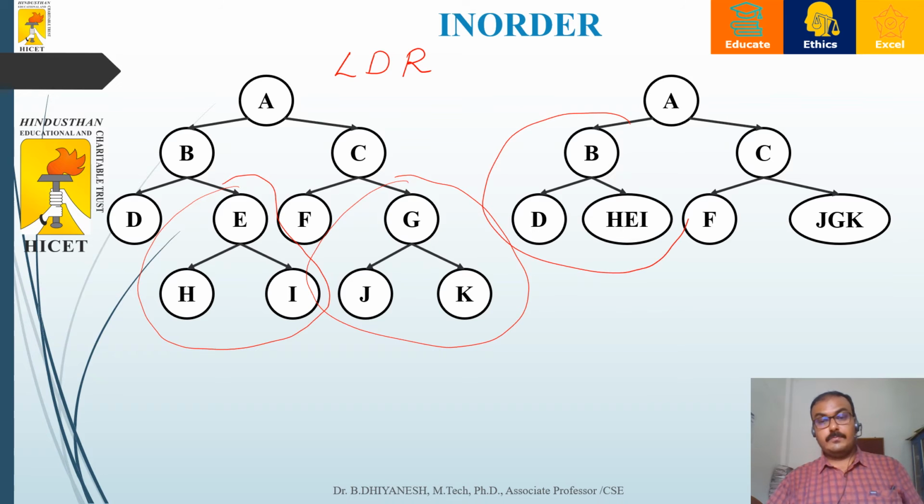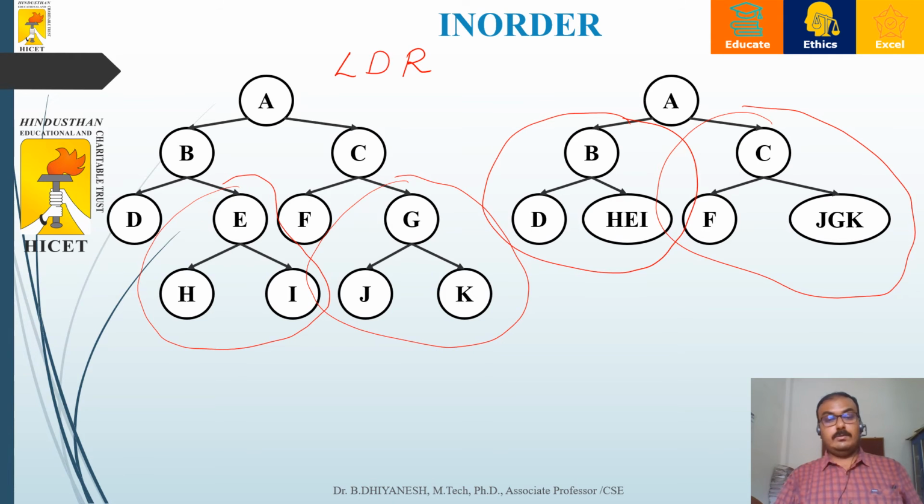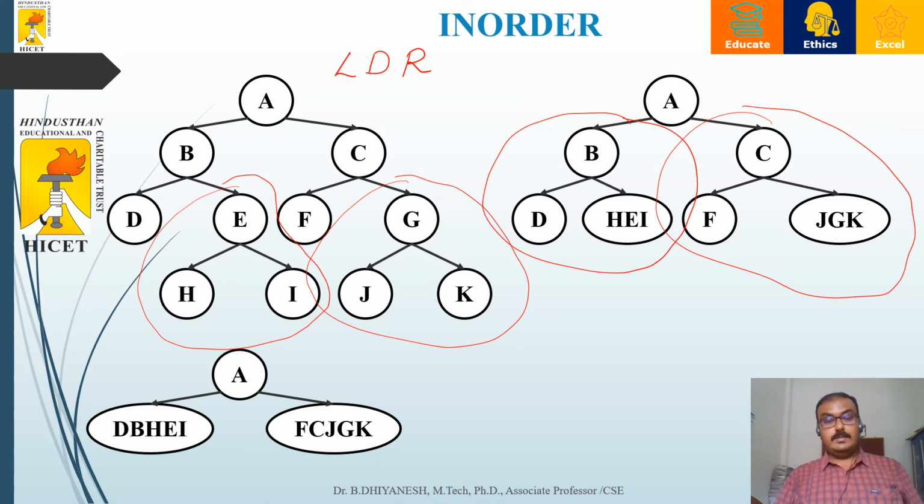Next we need to solve these subtrees. If you solve this subtree, our answer is left is D, root is B and right subtree is H E I. Now the right subtree is H E I. And similarly here on the right hand side, the left subtree is F, root node is C and right subtree is J G K. Let me look at the answer. Yes, D, B, H E I, F, C, J G K.